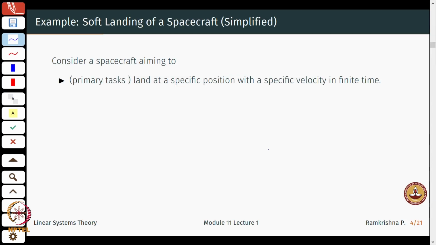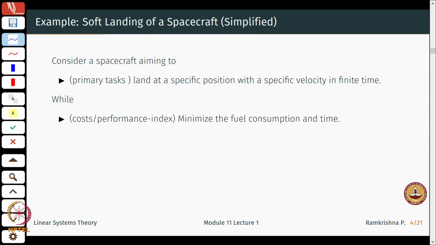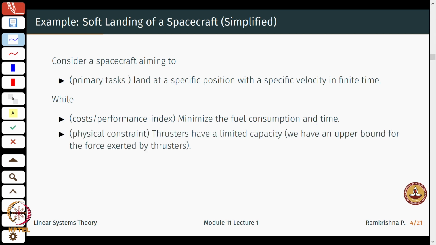So, if I look at a soft landing of a spacecraft, I am just saying it is simplified. We can't do better than those scientists. So, what is the primary task? The primary task is to land at a specific position with specific velocity in finite time, while minimizing the fuel consumption and minimizing the time. This could be one of the costs or the performance index. At the same time, there could be physical constraints, that the thrusters might have a limited capacity, and so on.